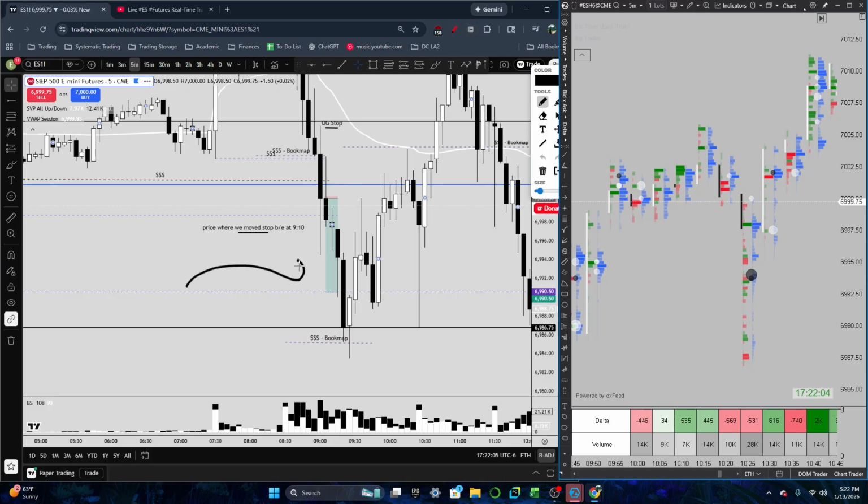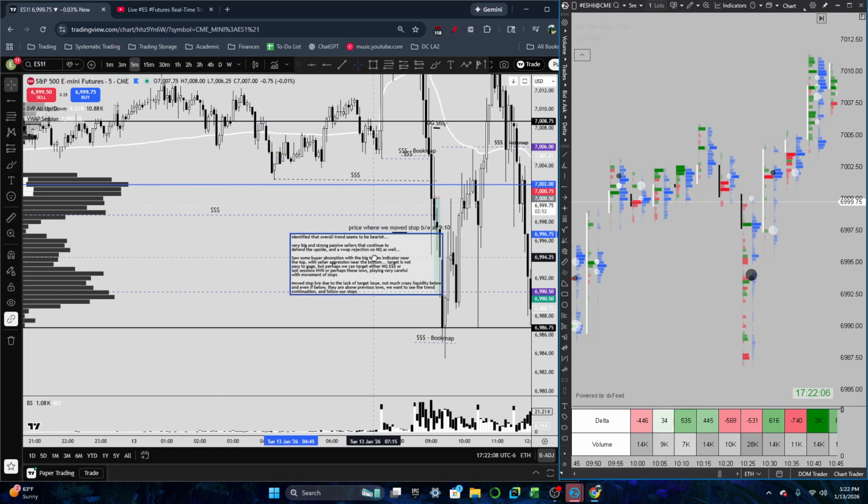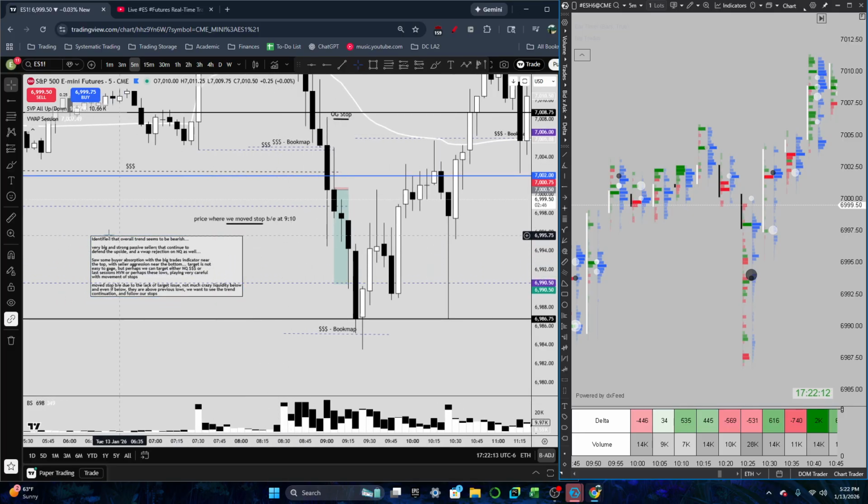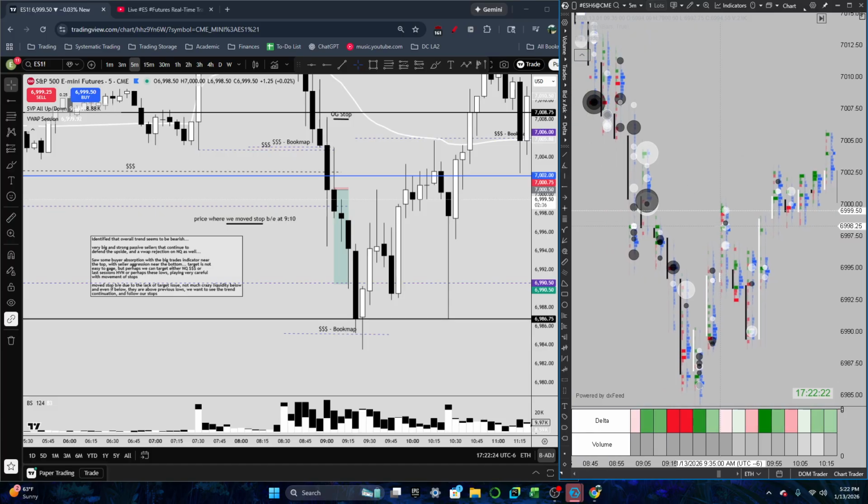So the trade that we took was pretty good. And if you want to see the overall reasoning again, you can see this right here. Identified that the overall trend seems to be bearish, very big and strong passive sellers that continue to defend the upside, and saw upside rejection on the NQ as well. Saw some buyer absorption with those big trades, and seller aggression. Target is not easy to gauge, like I've said. Play a high volume node or perhaps these lows. We played the high volume node and we played very carefully, moving our stop loss to break even very quickly. And explained that once again.